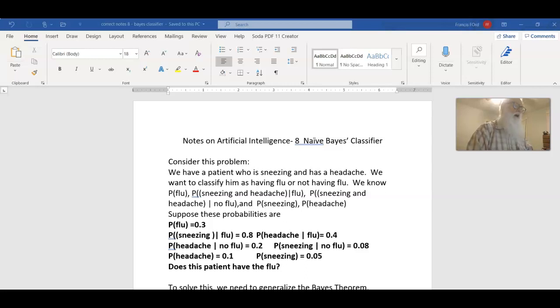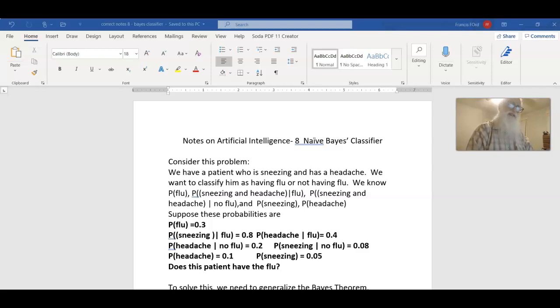Hello, everybody. Today I'd like to continue talking about the Bayes theorem, and I'd like to show how it is used in classification problems, even in machine learning type problems. Let's consider the following problem. We're a doctor, we have a patient, and the patient's sneezing and has a headache. We want to classify the patient into one of two categories. He has the flu or he does not have the flu.